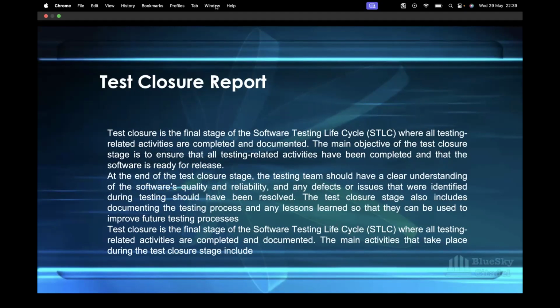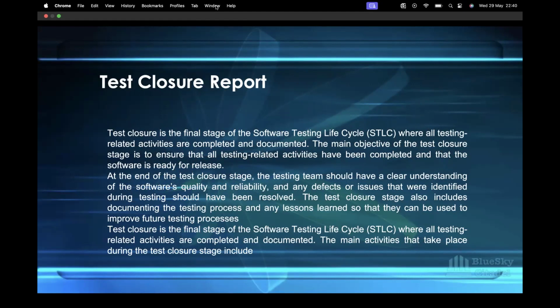So we have test closure. Test closure is the final stage of the software testing lifecycle, where all testing related activities are completed and documented. The main objective of the test closure stage is to ensure that all testing related activities have been completed and that the software is ready for release.